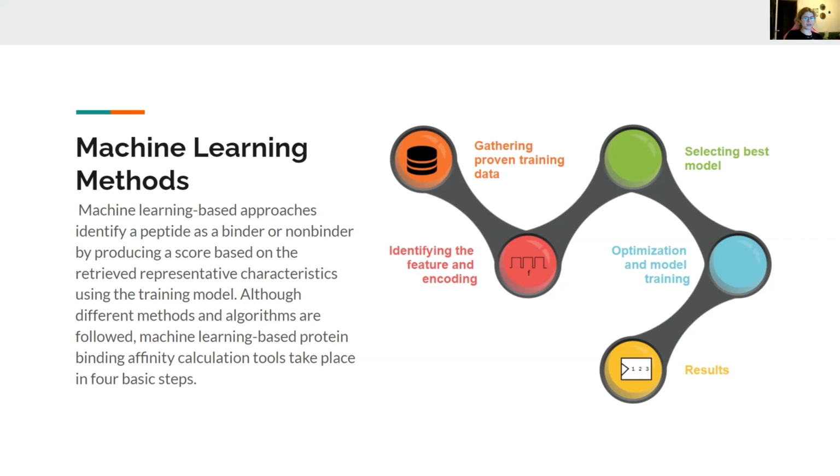A machine learning based approach identifies a peptide as a binder or non-binder by producing a score based on retrieved and represented characters using the trained model. Models get their power from their data. All the different methods or algorithms follow these steps. Machine learning approaches like these four steps are the baseline.